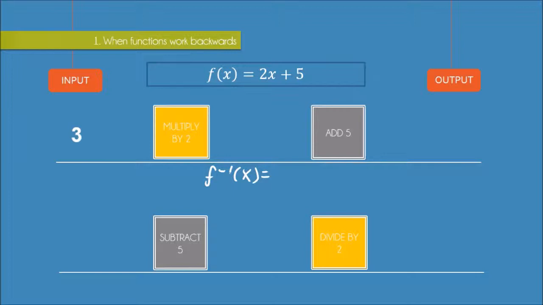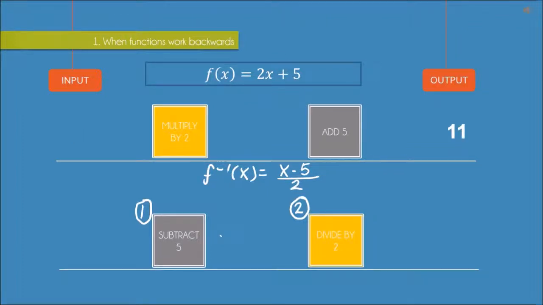So what our inverse function does then is it first subtracts 5 from the input and then it divides that result by 2. So if we wanted to write the equation of f inverse, it would be x minus 5 all over 2. And this inverse function is basically just the reverse of f, so it will undo whatever work f does. So if we were to sub 11 into that formula, we would get back our original input of 3.